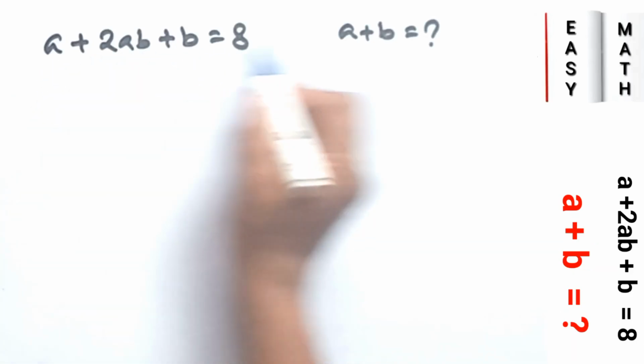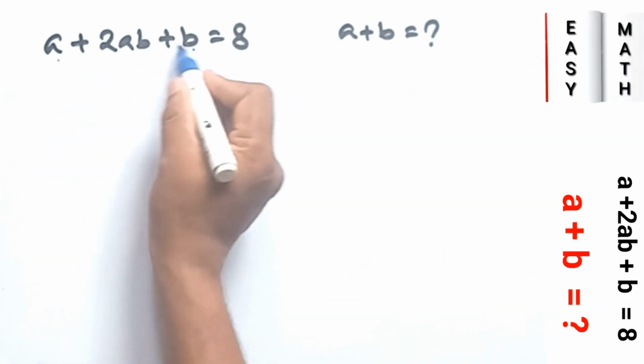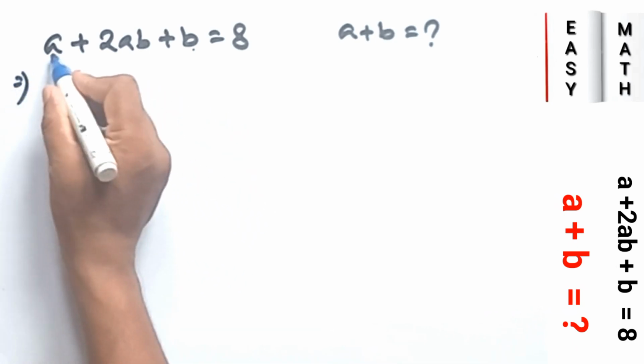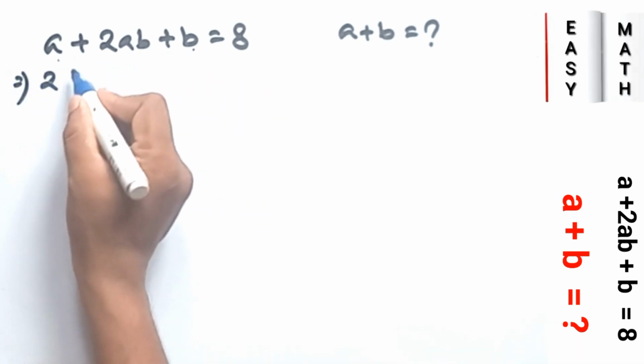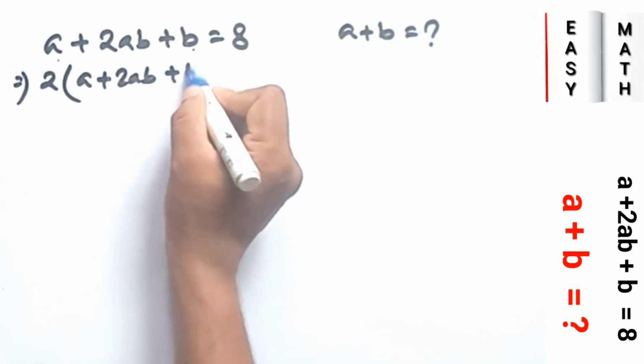From this, find out a plus b. What is the value of a plus b? First, we can multiply both sides by 2: 2ab and b.